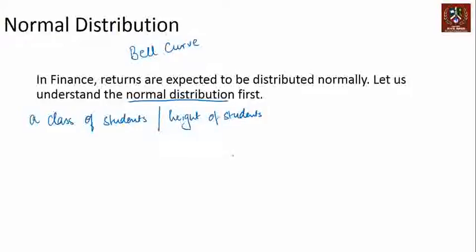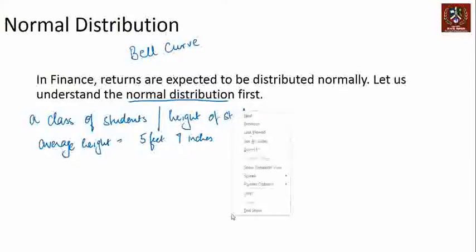When you look at the height of the students, there would be an average height, and assume that the average height is somewhere around 5 feet 7 inches, just for argument's sake. Now, it's natural that most of the students will fall around this region. So if I plot a point here on a curve that says this is 5 feet 7 inches, and I try and plot the number of students.